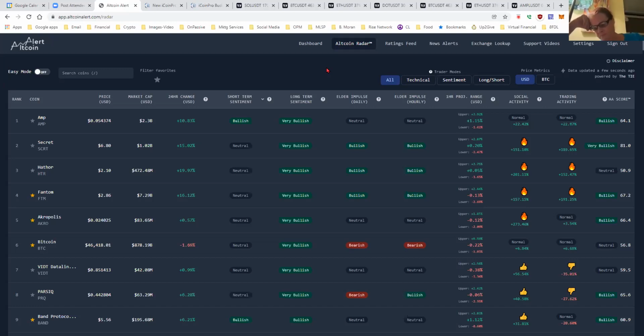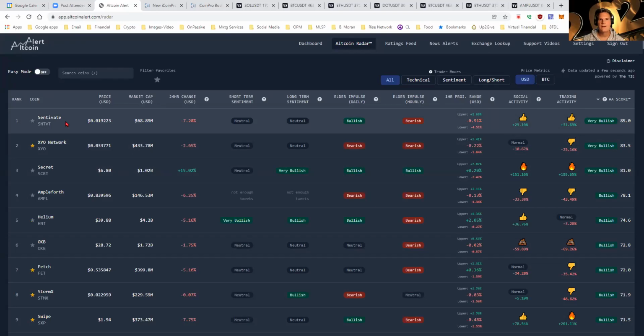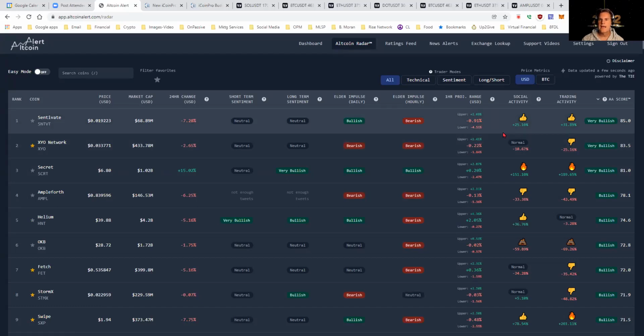We'll start with the AA scores first, and we've got a couple very bullish. Centivate, which I looked at earlier, is just Bitcoin and Ethereum pairs on KuCoin, so I didn't care for that. XYO I think is worth looking at, so let's check that one out.